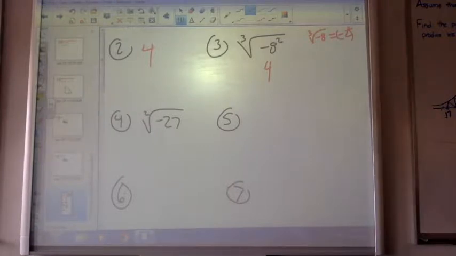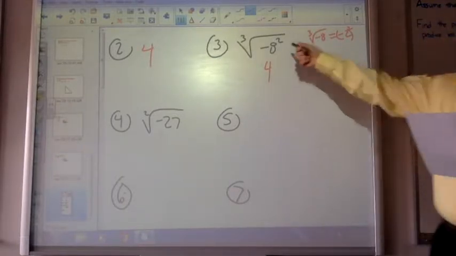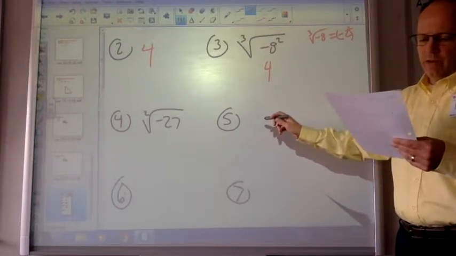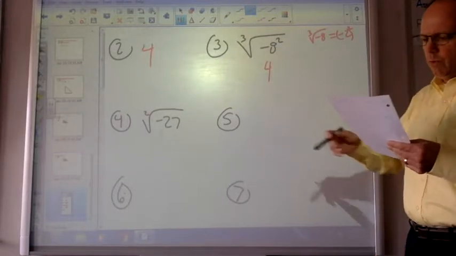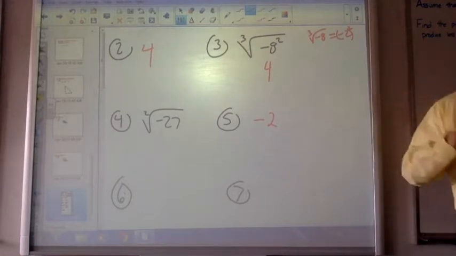Okay? Problem number 4. Is there a square root of negative 27? Is 27 a perfect square? No, and it's negative, so that's going to mean something later. Number 5. What is the third root of negative 8? Well, we just did it up here. Wait, which number am I on? 5, thank you. So this answer is negative 2, because negative 2 times negative 2 times negative 2 is negative 8.